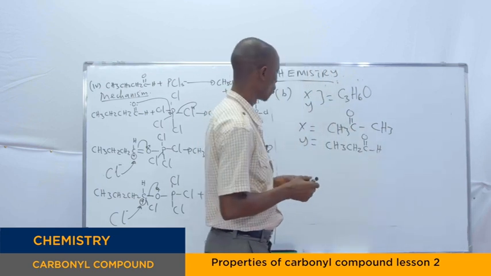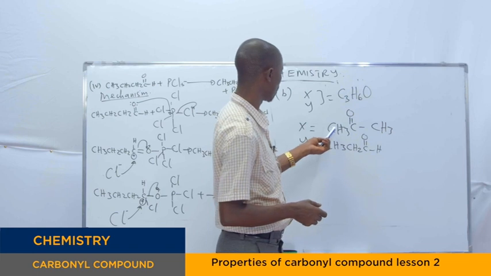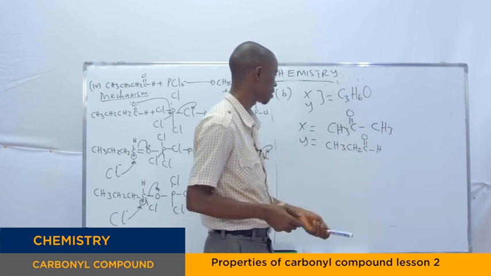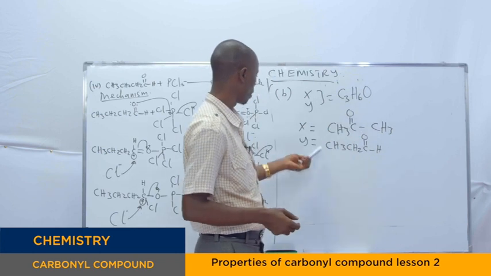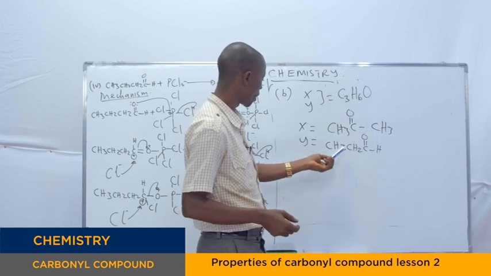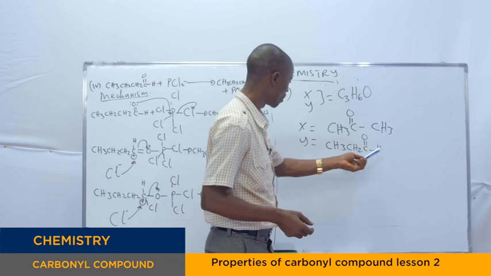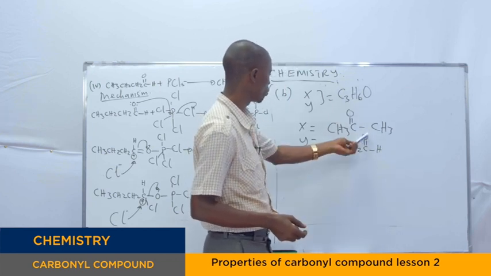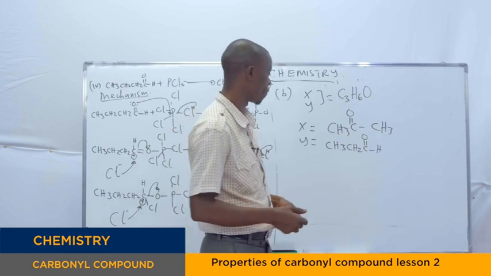Aldehyde. So when you look, we are going to have three carbon atoms, 1, 2, 3, as required. Hydrogen atoms, 3 plus 3, 6, as required. Oxygen atom, that one. Even for Y, we are going to have 5, 6 hydrogen atoms. Carbon, 1, 2, 3, as required. Oxygen, 1. So it is simple.